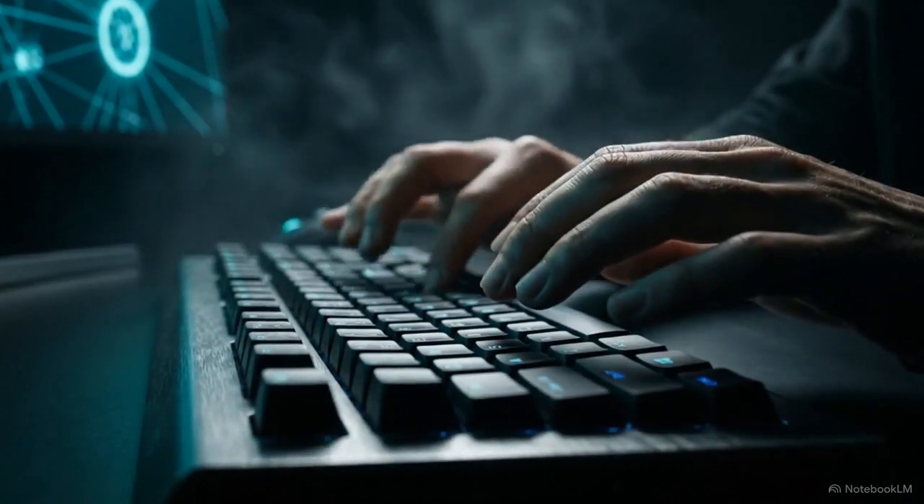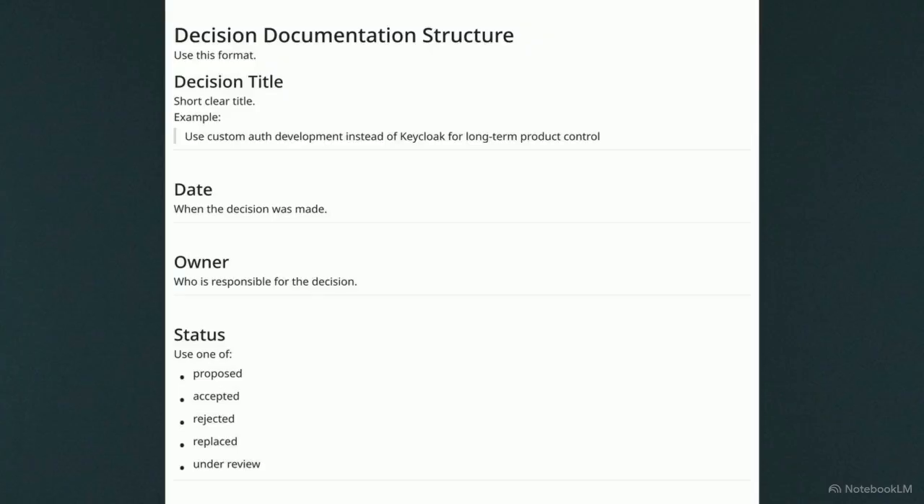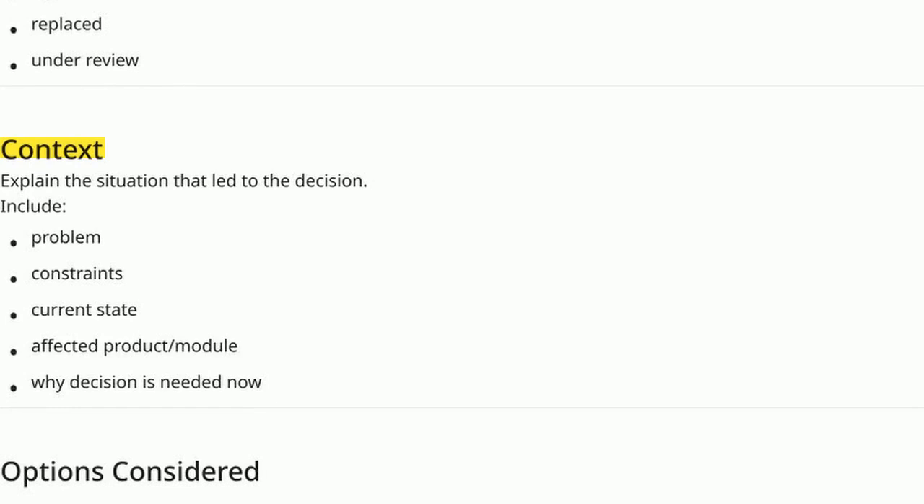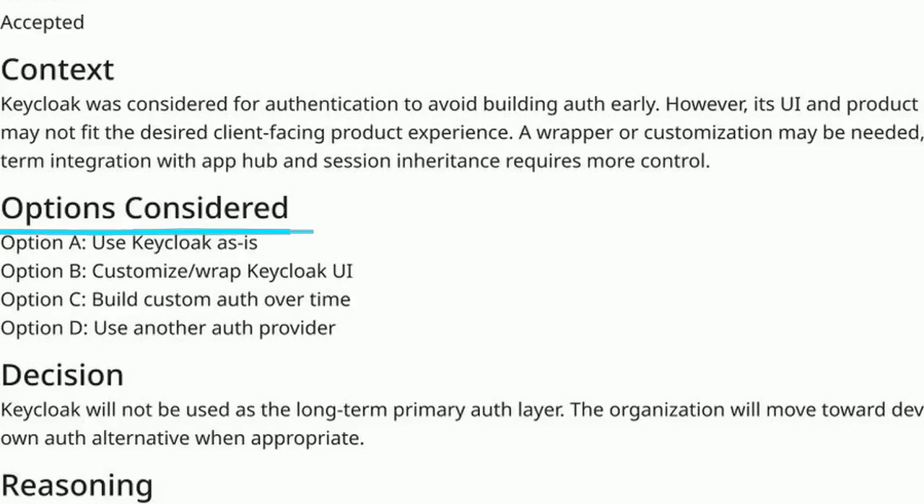Next is the context. You explain the actual problem, constraints of the UI, the current architecture, and why this choice is needed now. Then you lay out the options considered. In this case, the team evaluated using an off-the-shelf tool like Keycloak as is, wrapping its UI, building custom auth from scratch, or using another provider entirely.